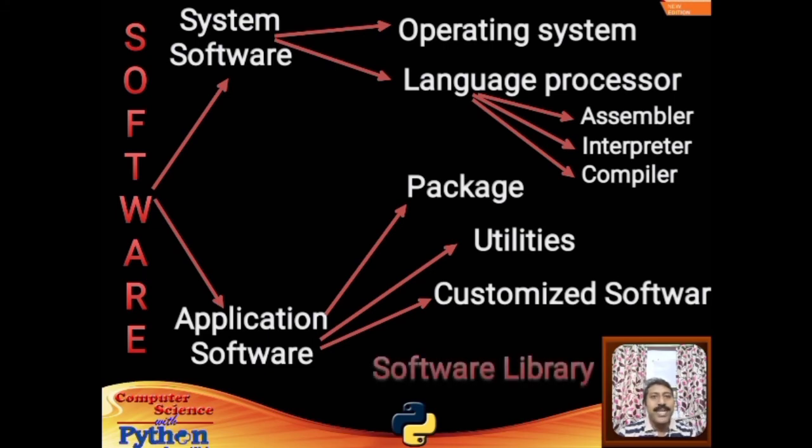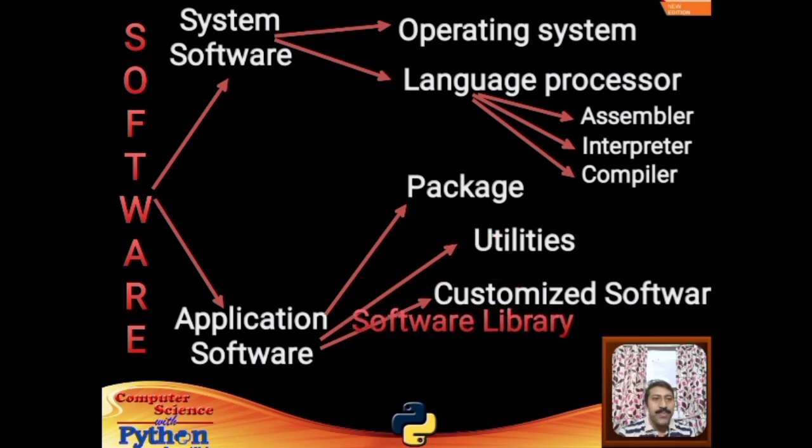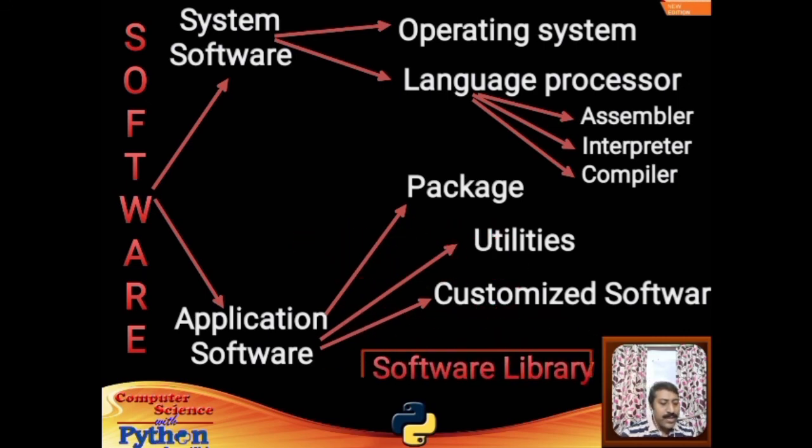Okay, so that is over, it is about the software. You have to remember these things: what are the different types of software, what are the different parts of system software, what are the different parts of application software. Remember the details I have explained in this part. Another part is there, the software library. We'll discuss what a software library is.